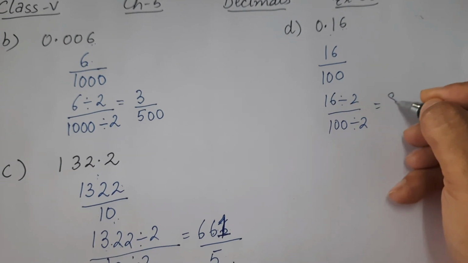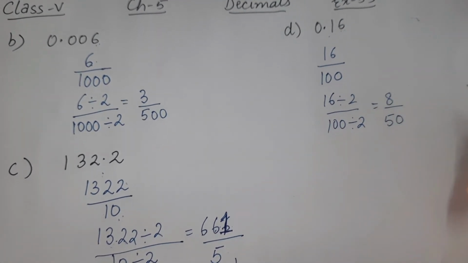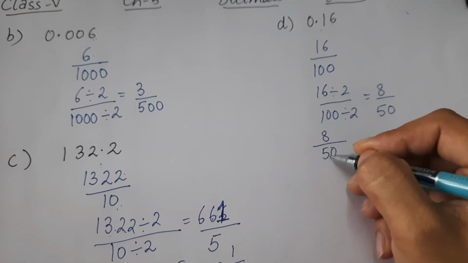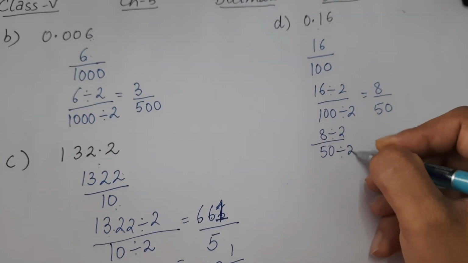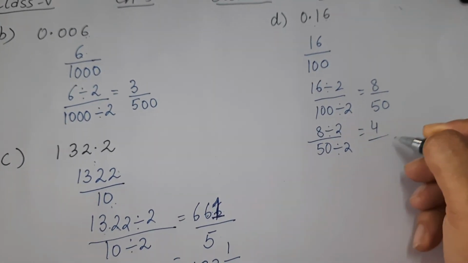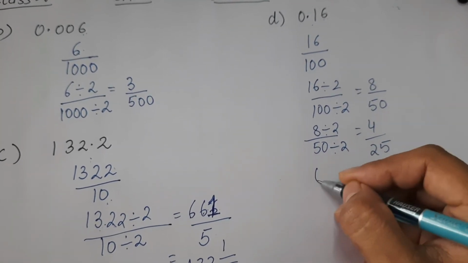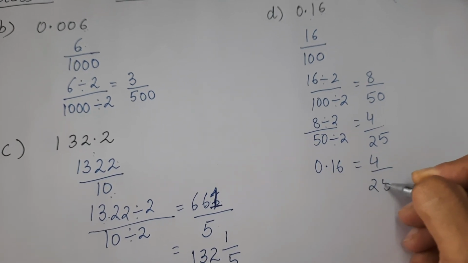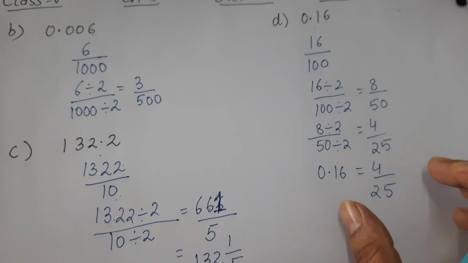It will be 2 8s are 16 and 2 50s are 100. Now again 8 and 50 are divisible by 2 because both are even numbers. We can divide both these numbers again. So it will be 2 4s are 8 and 2 25s are 50. So the lowest form of 0.16 is 4 upon 25.